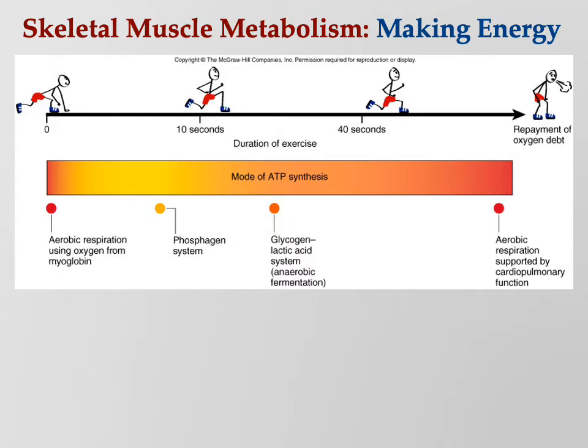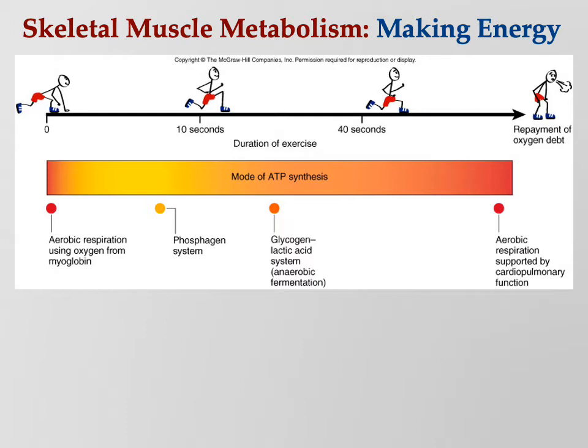So what's going to happen is, for maybe 10 seconds or so, different sources have slightly different times. Don't worry too much about exact times here. For a few seconds, you have a system called the Phosphagen System that can create instantaneous ATP. But that only will work for a few seconds. After a few seconds, you're going to use up the Phosphagen System. It's going to be spent.